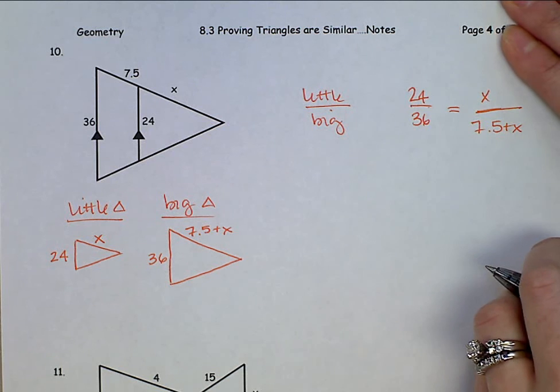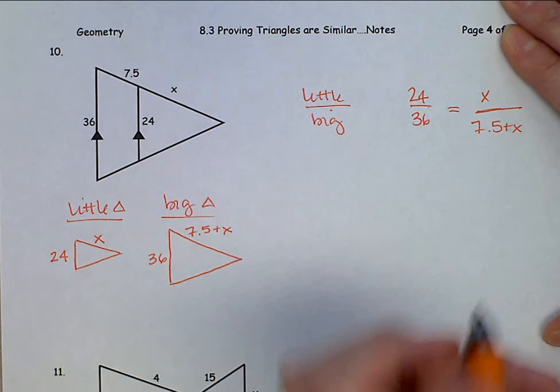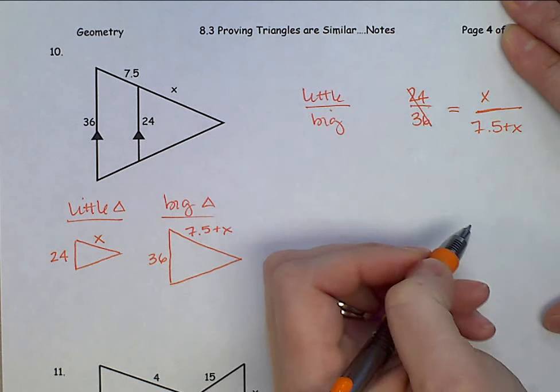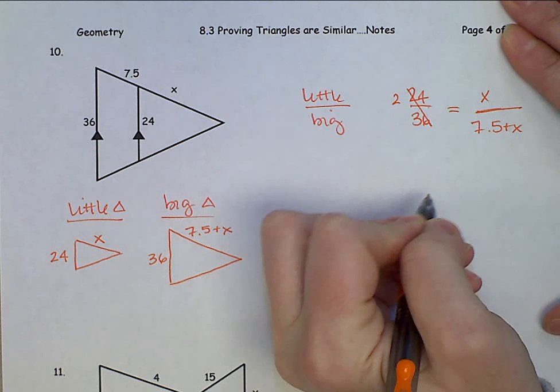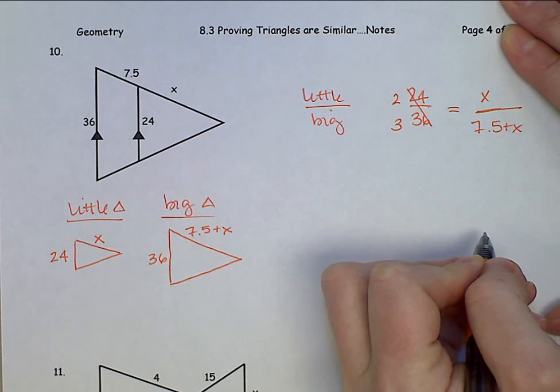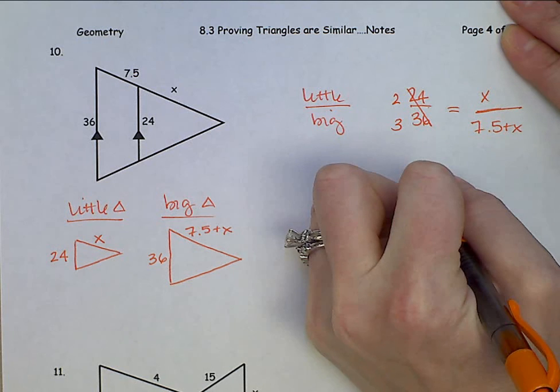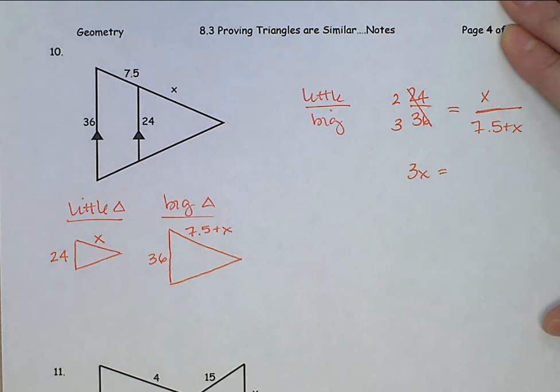Alright, 24 over 36, does that reduce? Sure does. If we divide by 12, 24 divided by 12 is 2. 36 divided by 12 is 3. So when you cross multiply, do the easy one first. Do 3 times X. You get 3x equals the other direction.